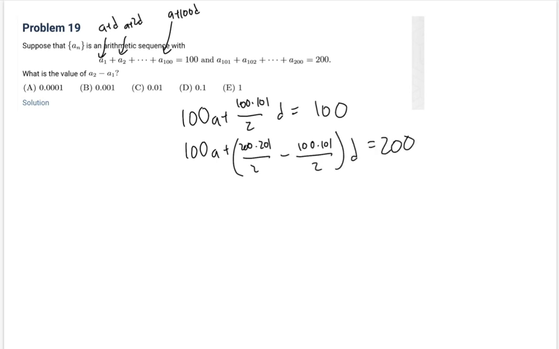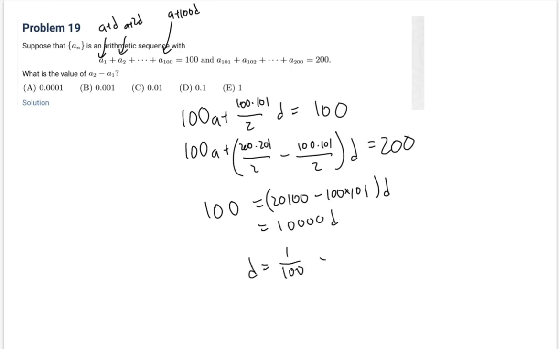This is 200. So if we subtract these two, then we would get 100 equals 20100 minus 100 times 101 D. So this would be 10,000D. So D would be 1 over 100, which is 0.01. So it's C.